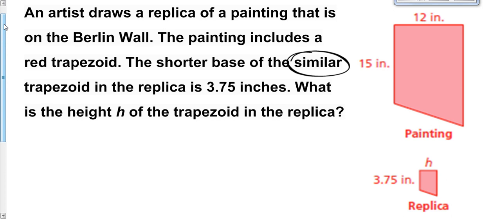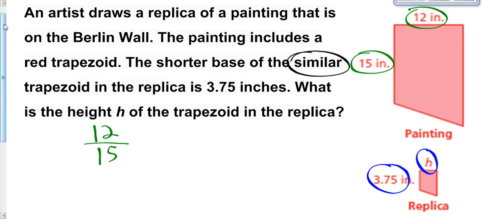So what I would do is look at a couple of things here. It looks like they're in the same exact orientation. There hasn't been a rotation or anything like that. So I'm going to take the shorter side and put it over the longer side of what I was given, which is 12 over 15. And then I'm going to take the shorter side of the replica and put it over the longer side, and set these equal to each other. The shorter side is h, the longer side is 3.75. So really, all I need to do now is cross multiply and get an answer.